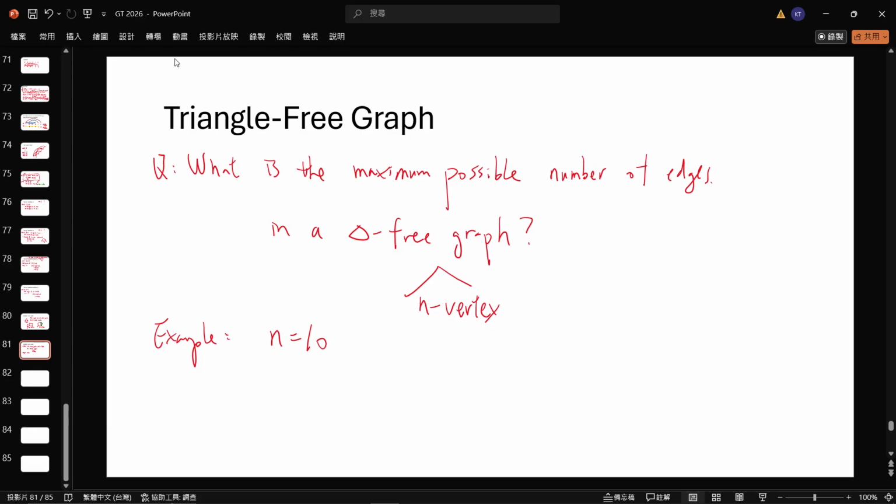Okay, so it turns out that 25 is the best. And the way we construct it is exactly what it said. We're going to create two sets, each with 5 vertices, and then we'll just add edges between these two parts. For every vertex in the upper part, we'll add edges connecting to the lower part.